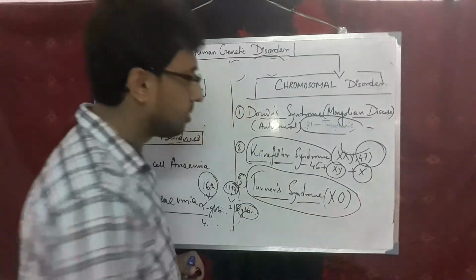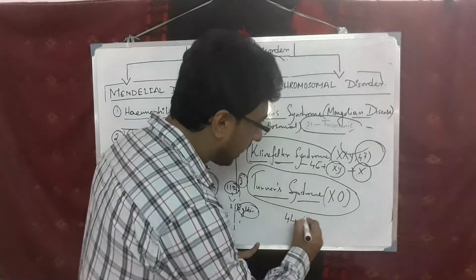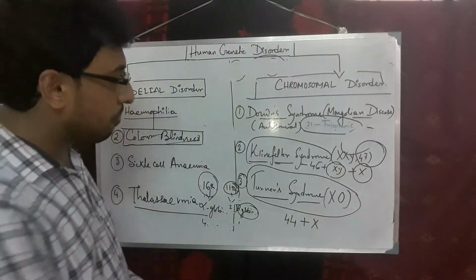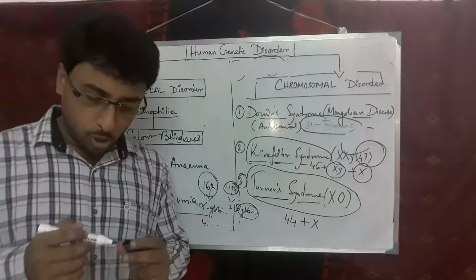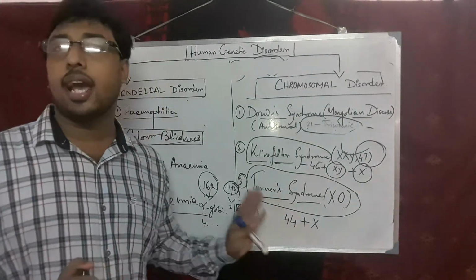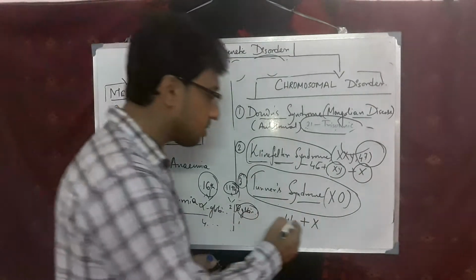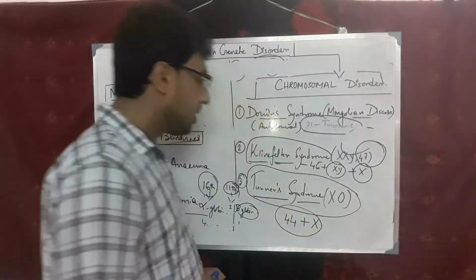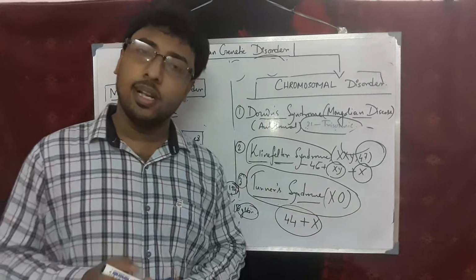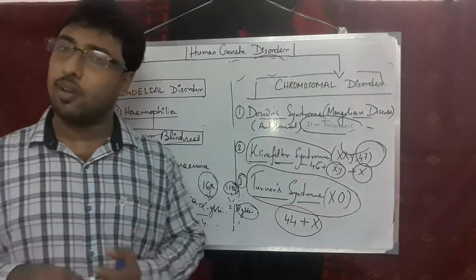In case of Turner syndrome, they have 44 chromosomes plus 1 X chromosome. So another chromosome is missing. By birth they are female, but the total characteristic features of female are not 100% present. There are some characteristic features which are not present in their body. Similarly, their female reproductive system is underdeveloped, it will not develop in a proper way.